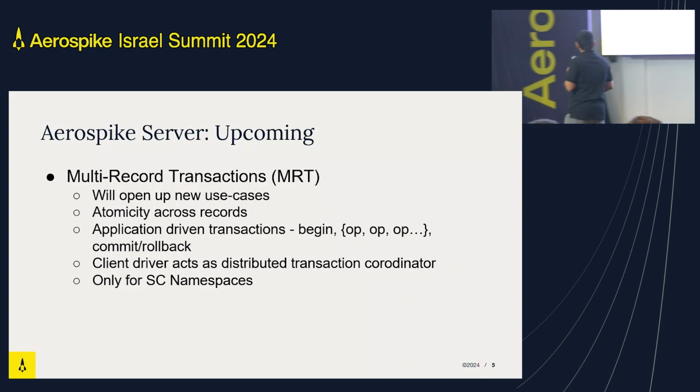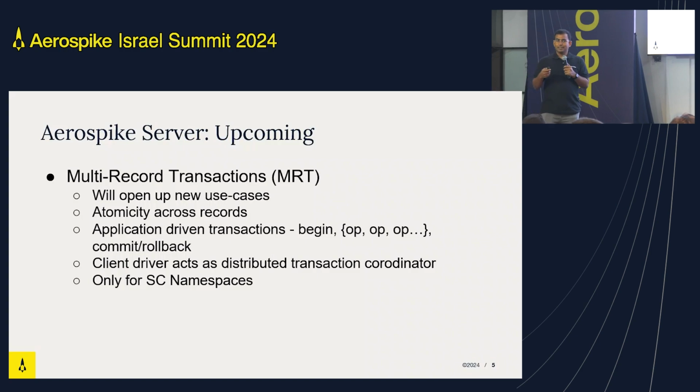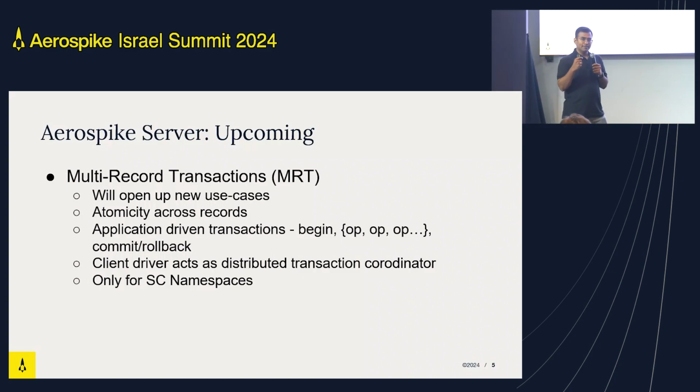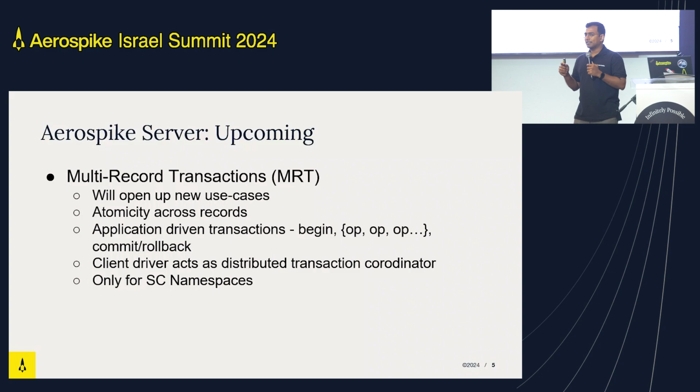Right? So the way we are designing this multi-record transaction, it will be application driven. What I mean by that is in the application, you can write logic saying when the transaction will begin, what operations you want to do, and when the transaction will end. So I just want to compare with the batch write capability that we have.